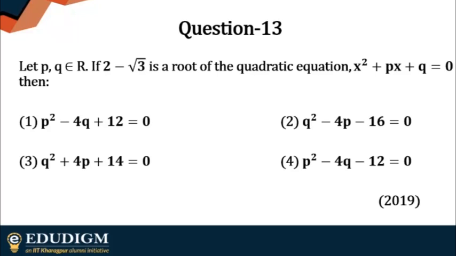So you have a quadratic equation where 2 minus root 3 is a root. Okay. So you have to see which one of the following options will be true. Just use the fact that you have been provided with a quadratic equation whose one root is 2 minus root 3. Just try and solve this one. Okay.